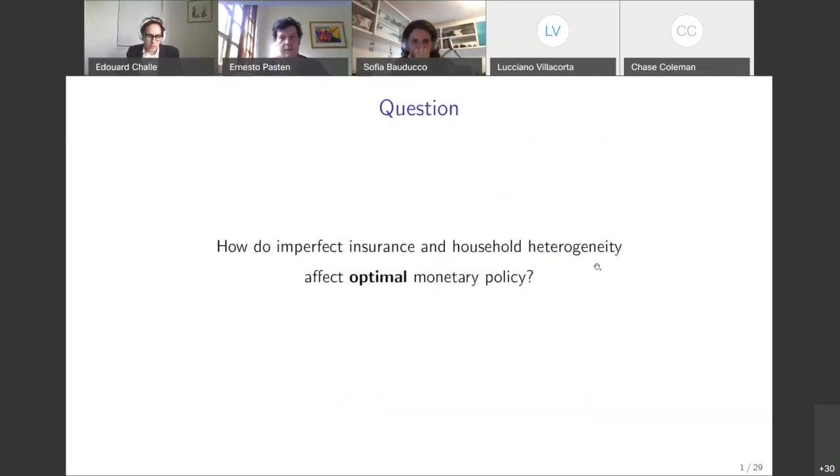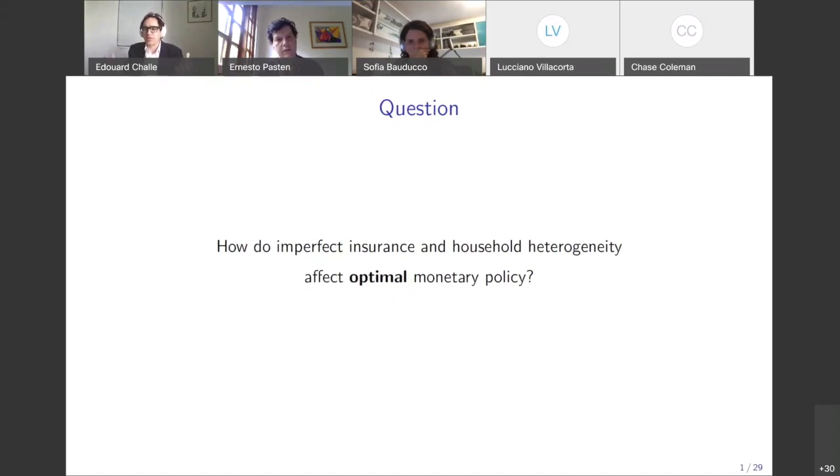So really, the question that we are asking is the following: in an economy where households are regularly hit by idiosyncratic shocks that are uninsurable, so that it potentially generates large inequalities across agents, how does that feature modify the way in which the central bank should respond to aggregate shocks? So we're interested in the normative question, not only the positive question of the effect of monetary policy under heterogeneous agents.